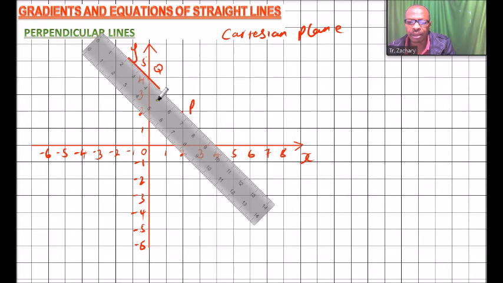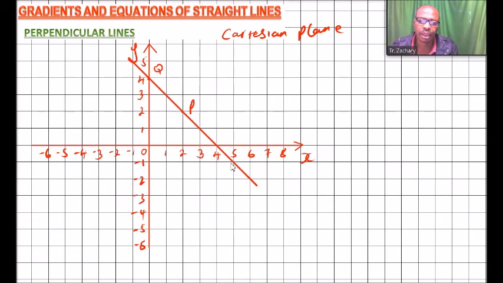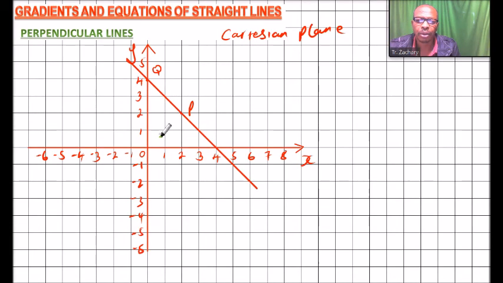So when you join these 2 points, you come up with a straight line. So that's the first line that we are going to look at. We have used 2 points to draw that line, so we will come and get the equation of that line. We are going to draw another line. So this is what we'll be covering in this lesson.